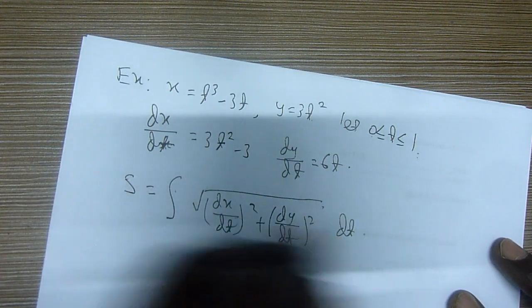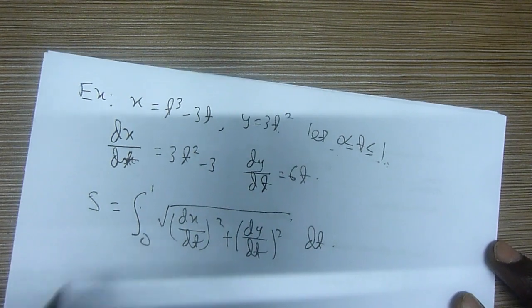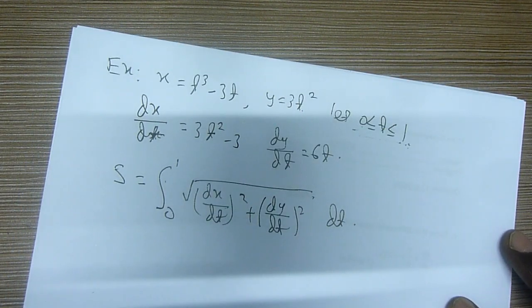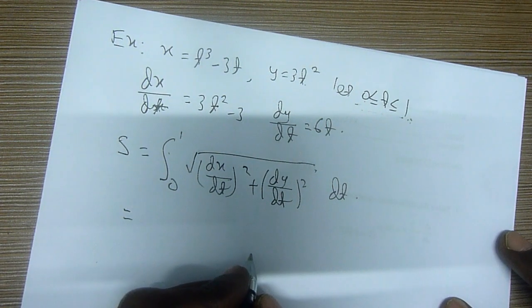What is the range? Range is here. Can you see this? This is the range, 1 to 0. If this is the scenario, can I find the parametric solution? Yes, I can find the parametric solution.